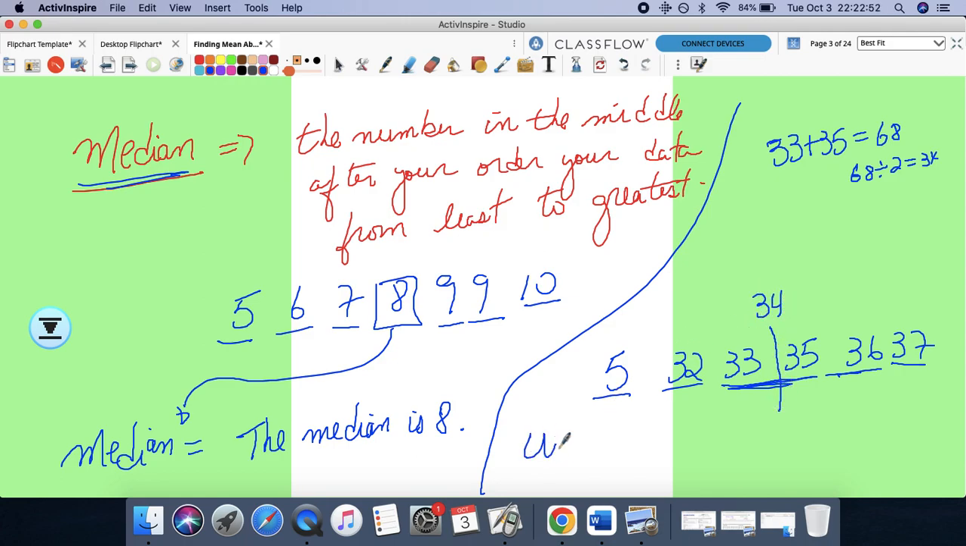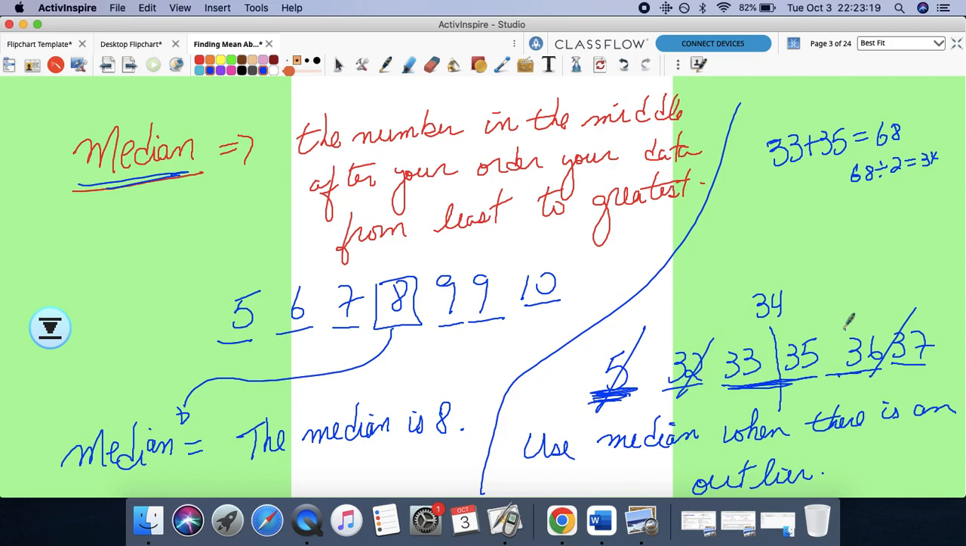So the number in the middle is 34. So use a median when there is an outlier. Remember, an outlier is a number that's kind of far from everybody else, right? So look here, everybody is in the 30s: 32, 35, 36, 37, and then there's this 5. This 5 really doesn't belong there, right? So again, when we find a median, we're crossing these, right? And who's in the middle? 34. So that's how you find the median. But you got to order it from least to greatest.